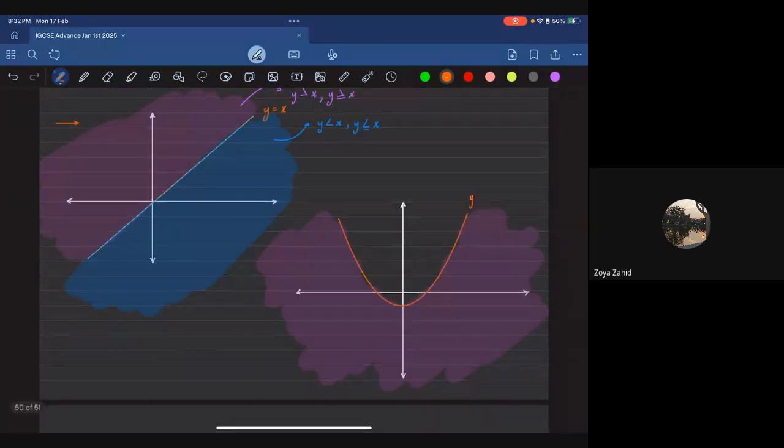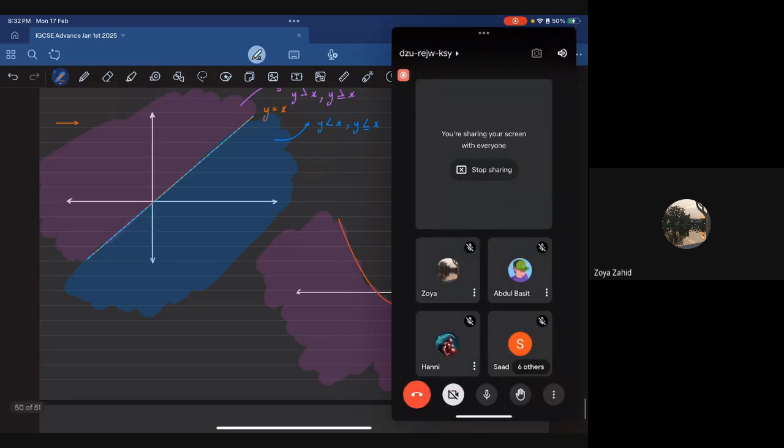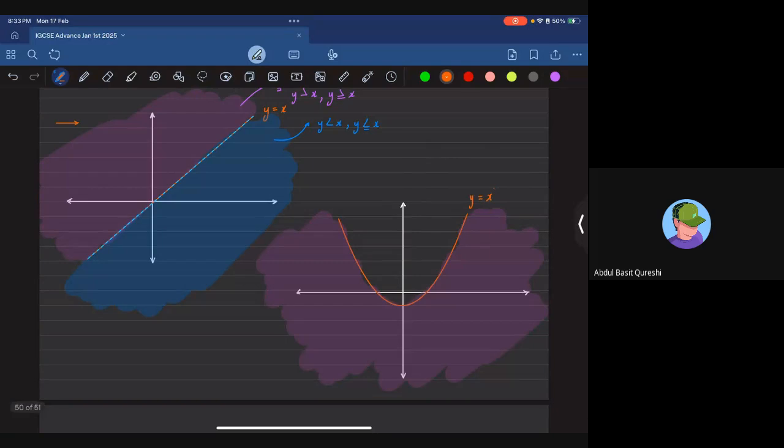Yes. Any bright ideas by anyone? If this is, let's say, the graph of y is equal to x squared. Wait, whoever's got their hand up. Who is it? But yes, Basit. Sir, we can call it a quadratic inequality. Yeah, we will. But okay, what sort of inequality will indicate shading the region on the outside? And what sort of inequality will contribute to shading the region inside the graph?